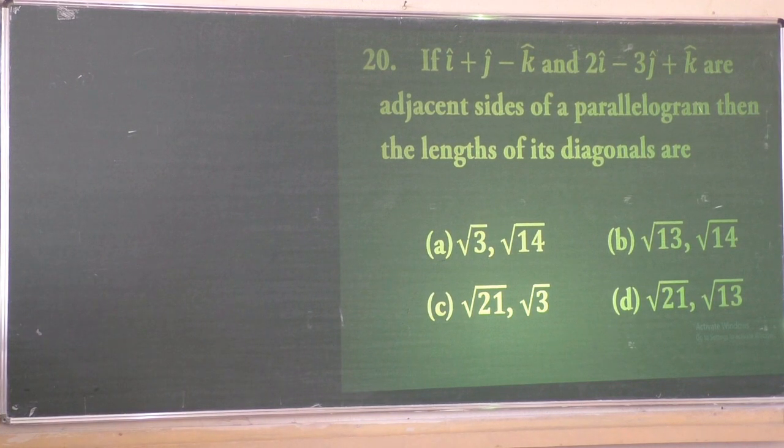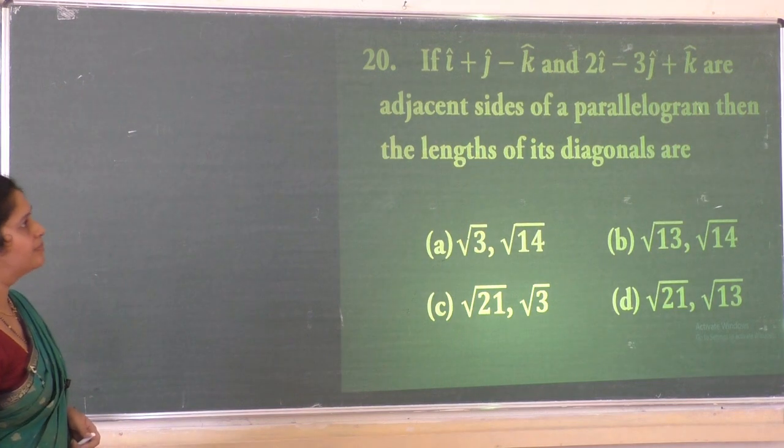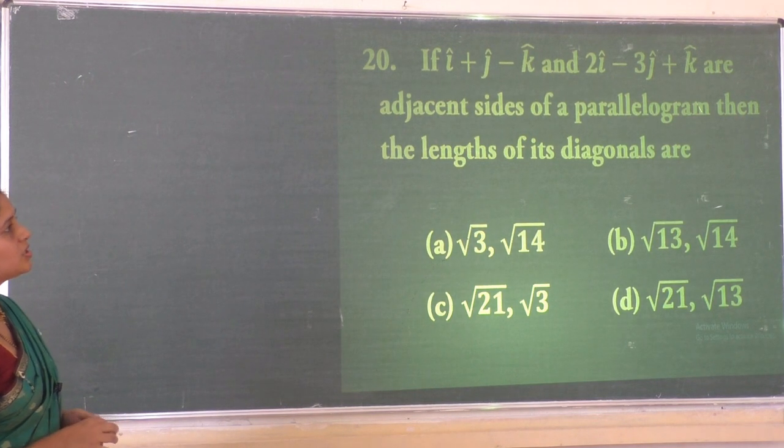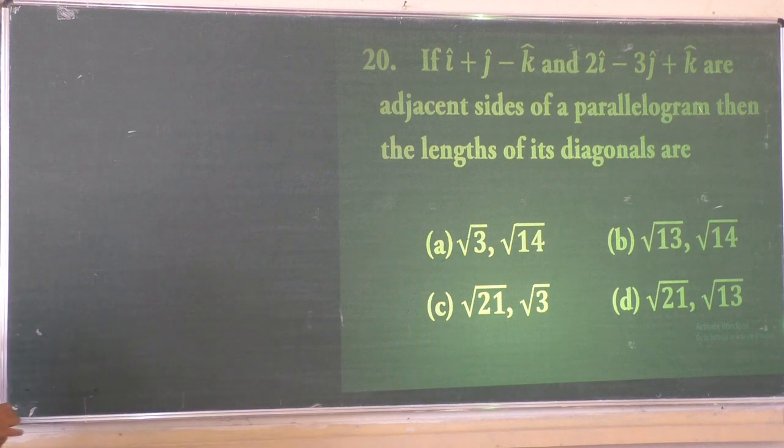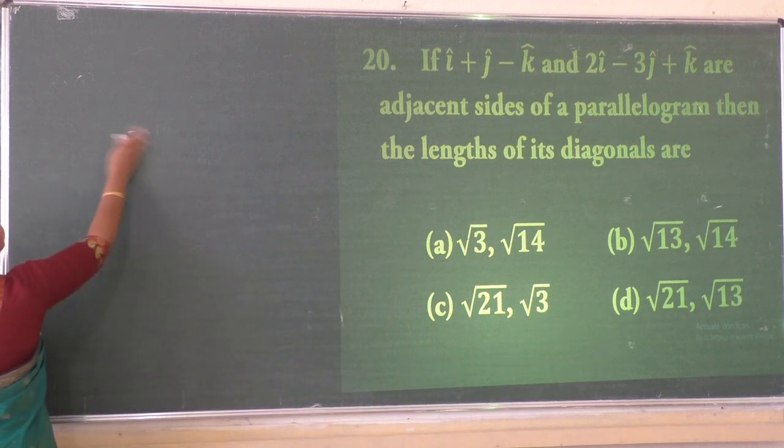Okay, now question number 20. If i plus j minus k and 2i minus 3j plus k are adjacent sides of a parallelogram, then the lengths of its diagonals are. Okay, taking those two vectors, they are adjacent sides of the parallelogram.